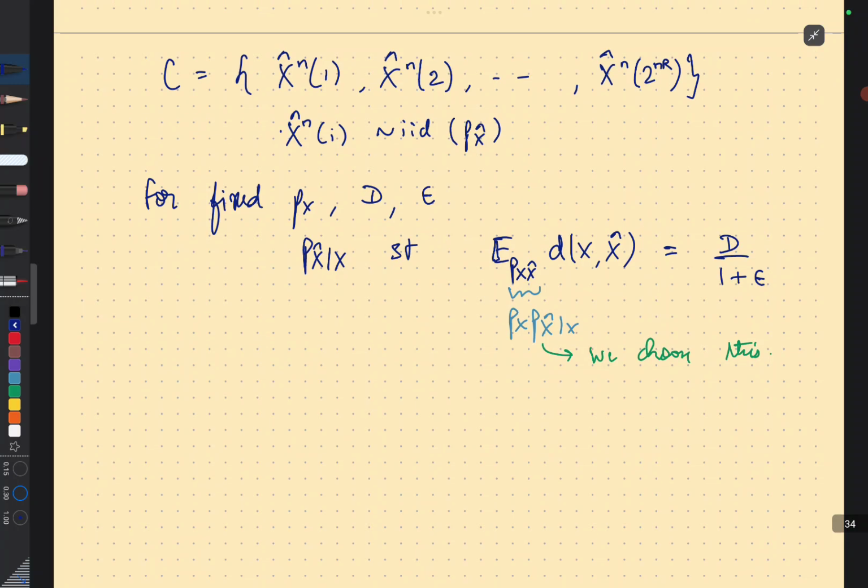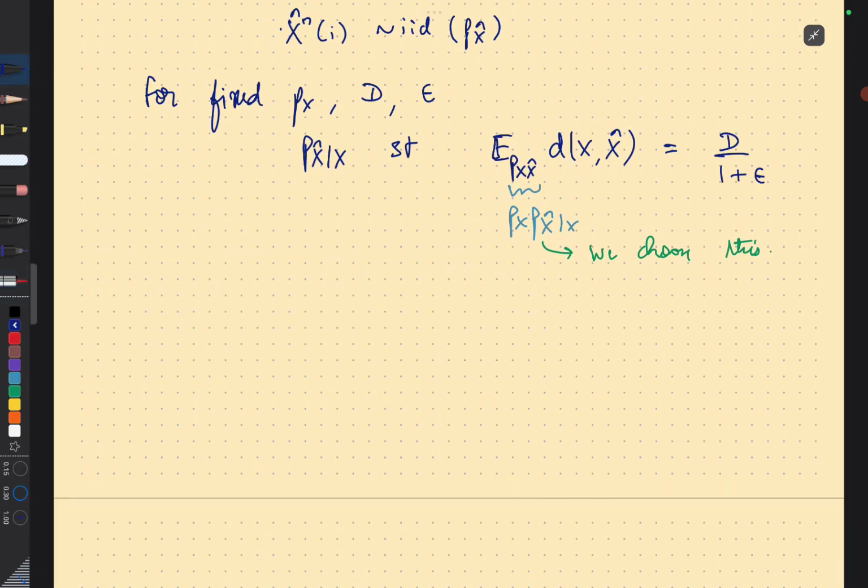Okay, so we have chosen this particular distribution, and based on the marginal of this joint distribution with respect to x hat, we get px hat, and the code book is drawn IID according to this particular px hat, and it's drawn independently of the source. Independently of everything else, you generate this particular code book, and this code book is given to the encoder as well as the decoder. All of this is part of the system design process.